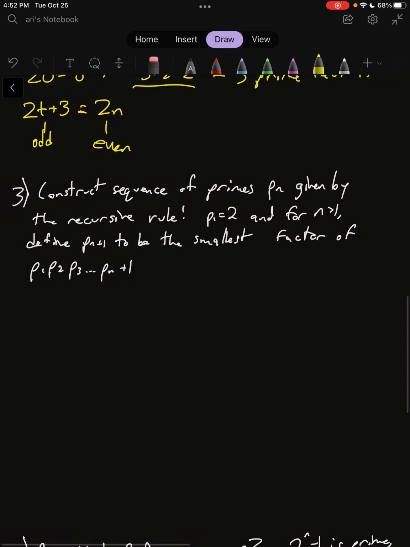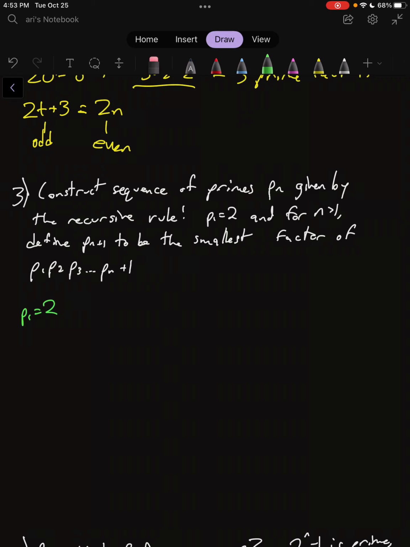All right, number 3 I think confused a lot of people, including myself when I first looked at it. So let's just start off. I'll just read through it real quick. We're going to construct a sequence of primes p sub n given by the recursive rule p of 1 equals 2. So we'll just write that one down. The first prime is 2.